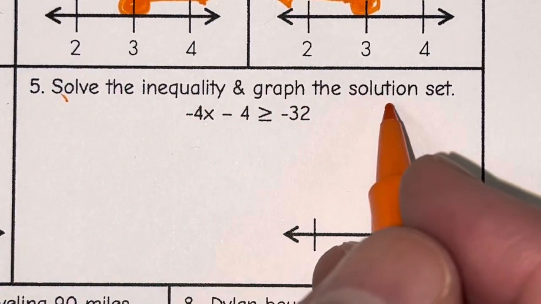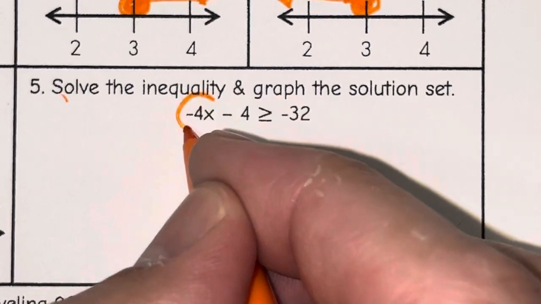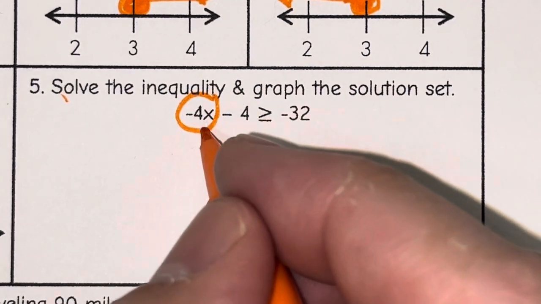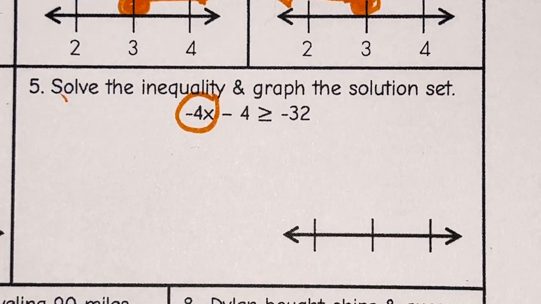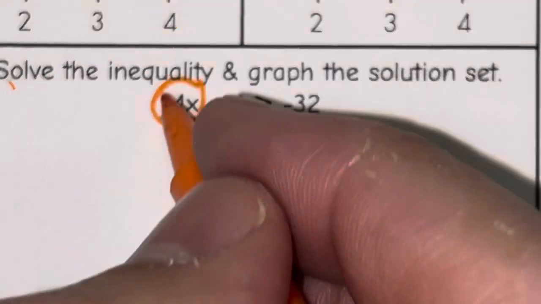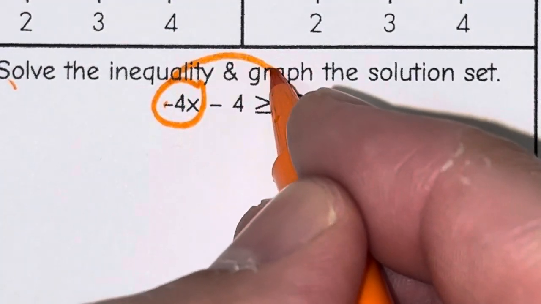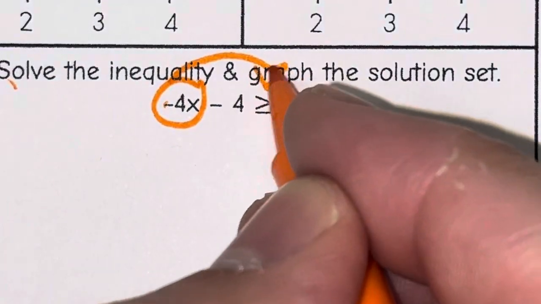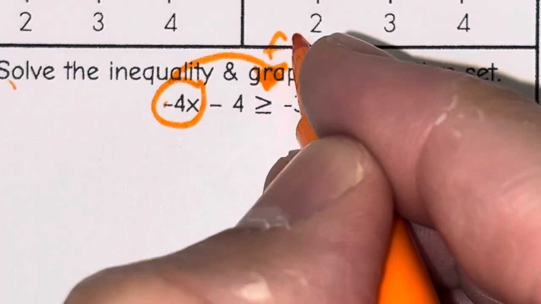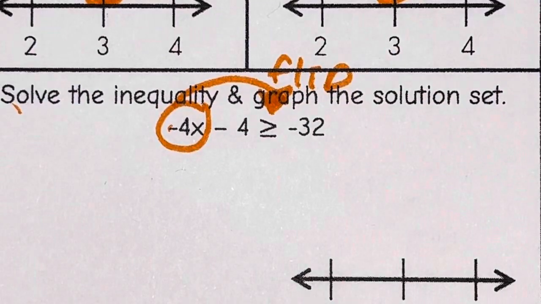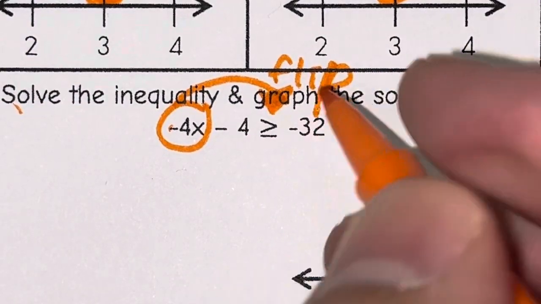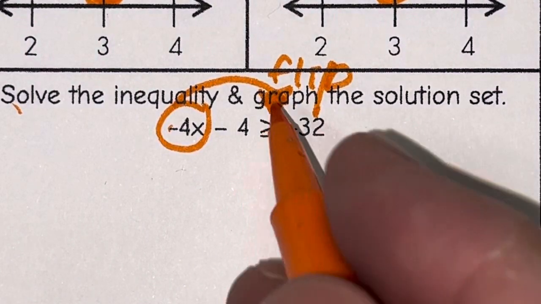Solve the inequality and graph the solution set. Circle the variable term and the sign to the left. Now, because that is a negative variable term, during the solving process this is going to flip the inequality sign.